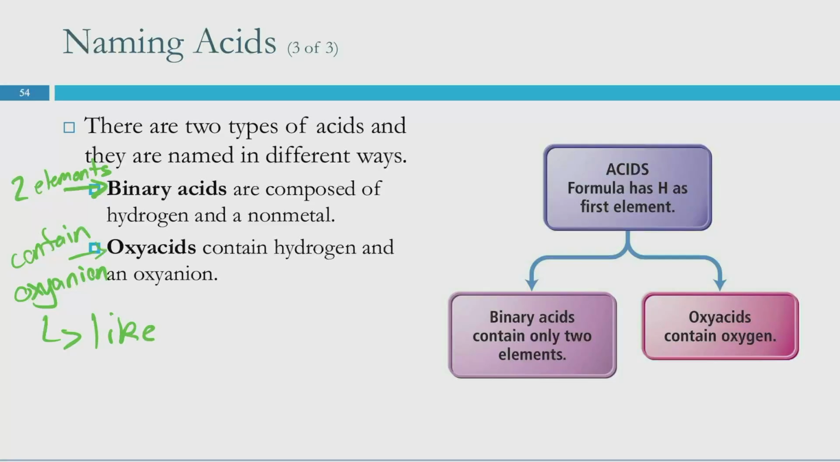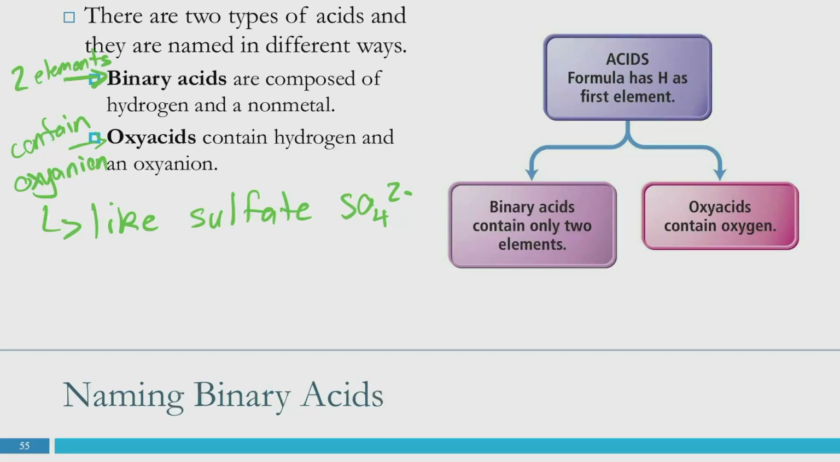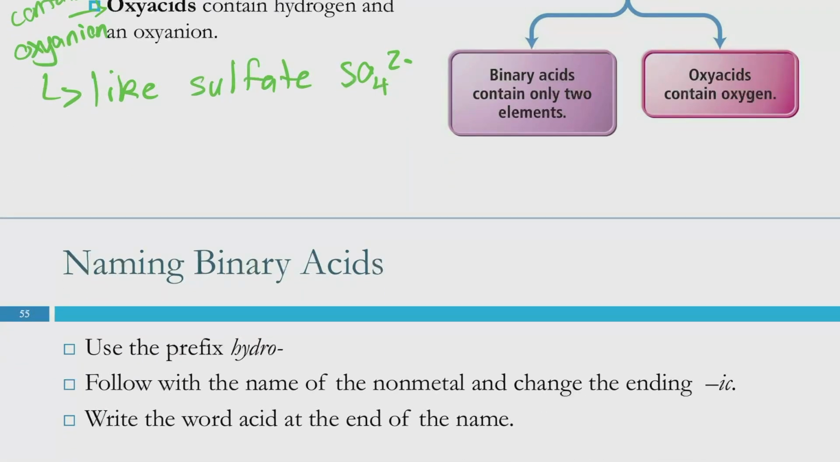Like sulfate, which is SO4 2-. So any of those where it's a nonmetal plus some oxygens and it's got an overall charge, that's our oxyanions. So we can have acids that are made with those, and those are our oxyacids. Both of these will have hydrogen showing up as their first element most of the time.